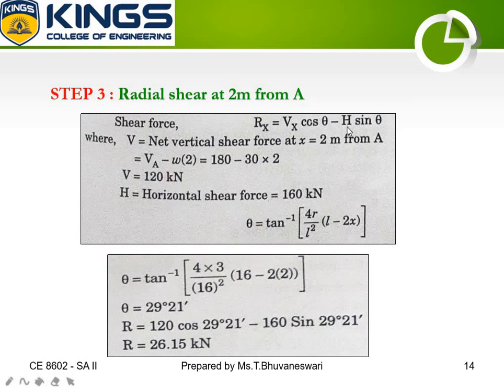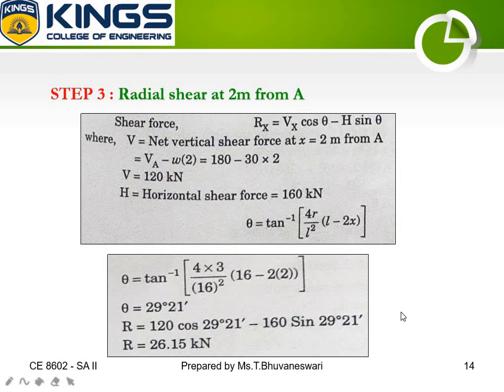As you know, H is the horizontal component, and now we have to find the net vertical shear Vx. It is very simple. The net vertical shear has to be found at a distance of 2 meter from A. At 2 meter distance we have only two vertical components: one is VA and the other is the uniformly distributed load. So VA minus W into 2. The value of VA is 180 and the value of UDL is 30, so we will get V equal to 120 kilonewton. By substituting the values of V, theta and H, we can find the radial shear as 26.15 kilonewton.